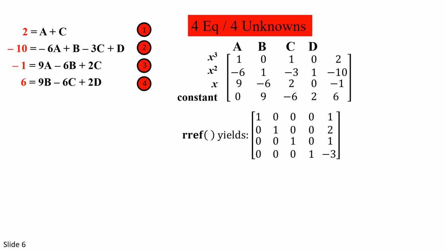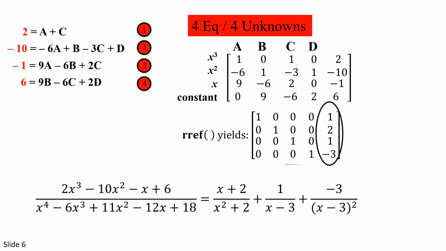You run the RREF, and you end up with A is 1, B is 2, C is 1, and D is negative 3. So there we have it. Much easier to integrate in the individual pieces.